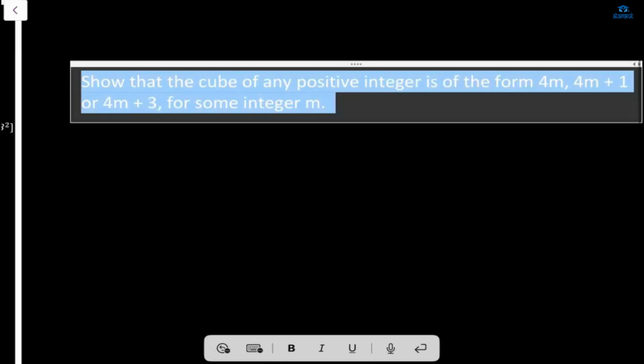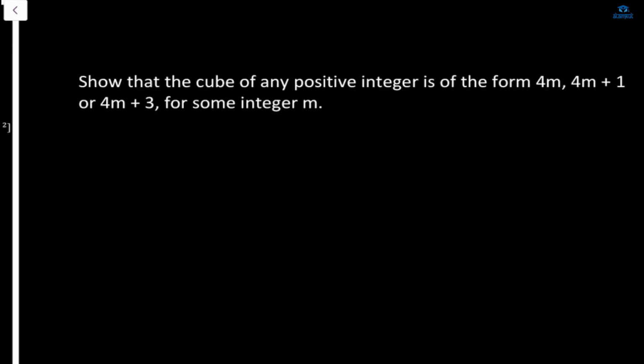Now what is the question? Show that the cube of any positive integer. This time a positive integer is there and we have to do the cube. Show that the cube of any positive integer is of the form 4m plus 1 or 4m plus 3 for some integer m.